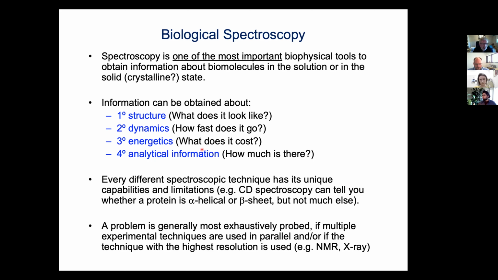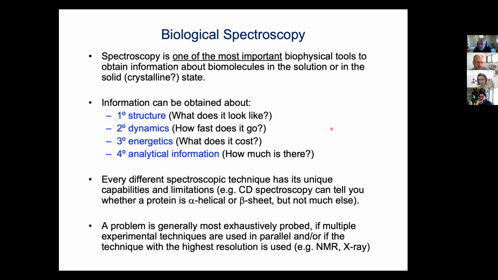And of course, when things happen in proteins, there's also an energetic cost to all of this. And this energetic cost, of course, we can also measure with some of these techniques. And one of the other things that we would like to know in many cases is analytical information. We'd like to know actually how much of it is there. Particularly if we have multiple compounds in solution, we'd like to be able to say, oh, there's that much of this, there's so many millimoles of that, and there's so many millimoles of this third compound. And so all these things can be measured by various biological spectroscopy tools.